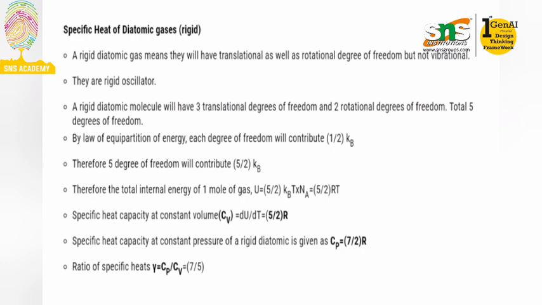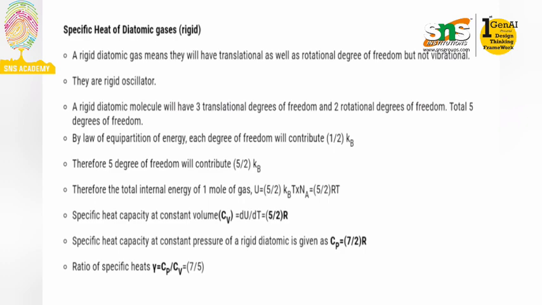Therefore the total energy of one mole of gas will be U = 5/2 kB T × NA = 5/2 RT. Specific heat capacity at constant volume is Cv = dU/dT, that is equal to 5/2 R. Specific heat capacity at constant pressure of a rigid diatomic gas is given to be Cp = 7/2 R. So the ratio of these specific heats will be gamma = Cp/Cv.